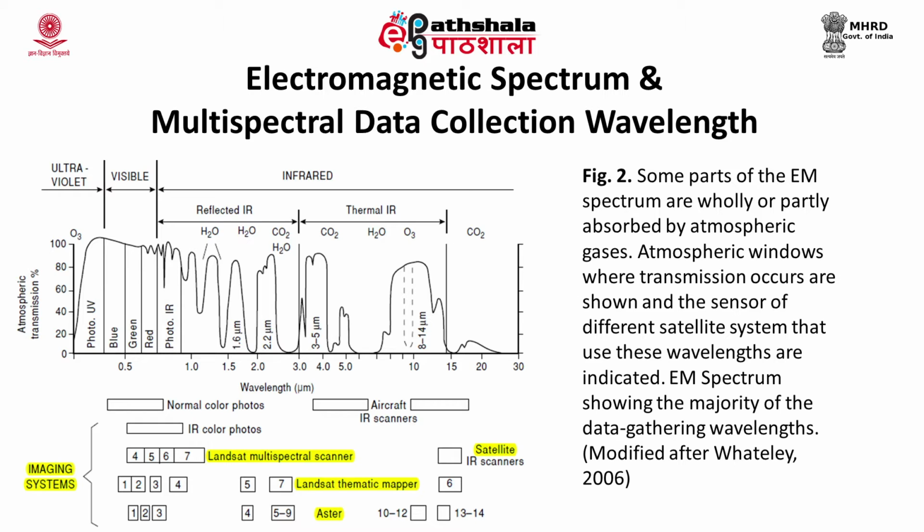If you look at the Aster, Aster has more bands. It has 1, 2, 3 that is close to your visible spectrum, and then 4 to 9, 4 and 5 to 9, that is in the reflected IR, and then if you look at the thermal IR, there we have 10 to 12 and then 13 and 14. So, these are the different imaging systems where we take pictures or images for different wavelengths of the electromagnetic spectrum.